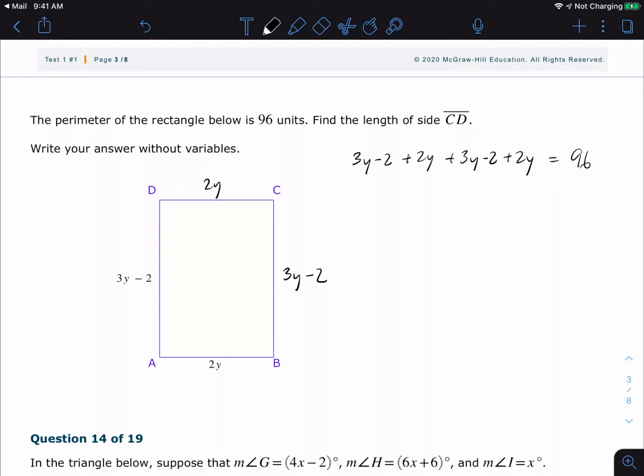So when we add these up, I'm going to get 10y minus 4 is equal to 96, right? Did I add that up right? 5y, 5y, and minus 4, yes. So I'm going to get 10y is equal to 100, and so y is equal to 10.